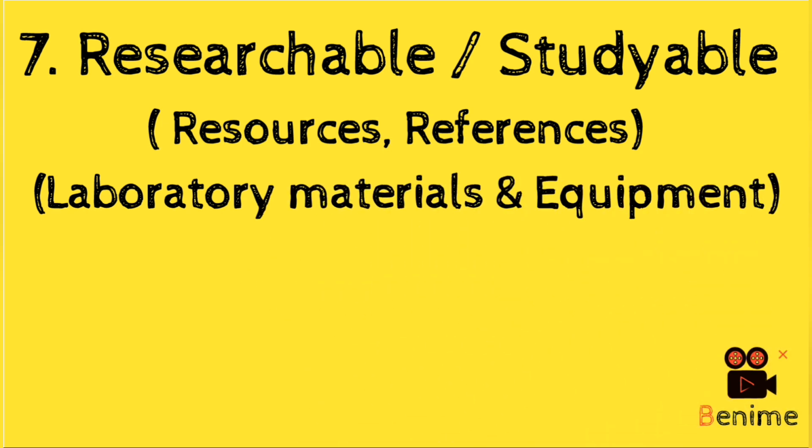7. Researchable and studyable. A good research topic should be researchable. Thus, it has sources and references, such as books, research papers and previous studies, that the researcher can use. For example, a researcher who studies the colors in the poems of a certain poet must have the poems of this poet, books about his life or his memoirs, and previous studies on the works of this poet. The researcher must also have tools and means that enable him to carry out the research, such as the necessary laboratory materials and equipment.